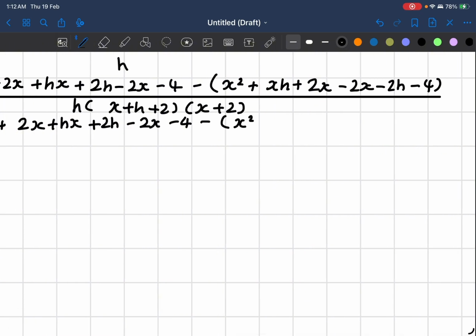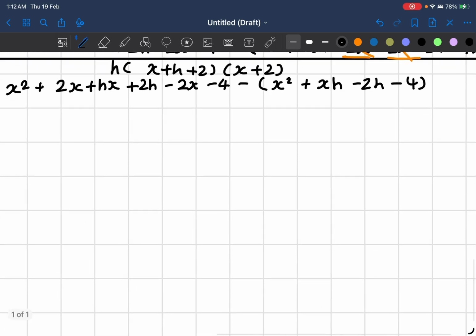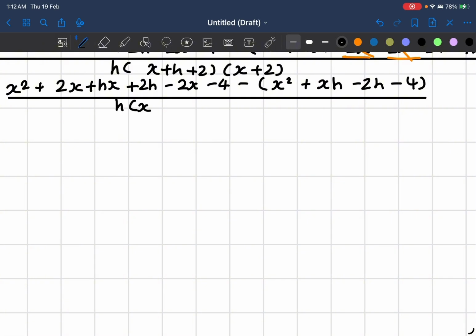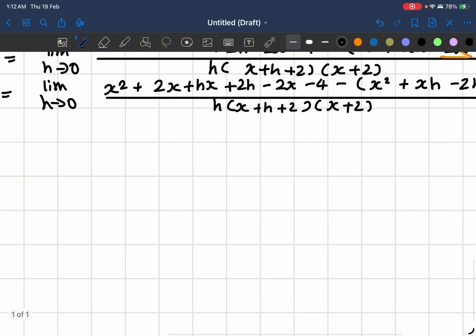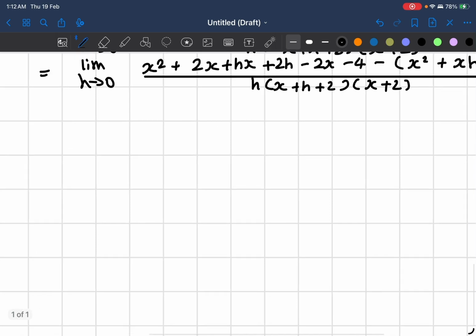So x squared is just going to stay as it is. And then I can see 2x and 2x here. I can cancel this out. And I'm going to be left with plus xh minus 2h minus 4. Right? That can all be divided by h, x plus h plus 2, x plus 2. Perfect. Okay, next. So limit.